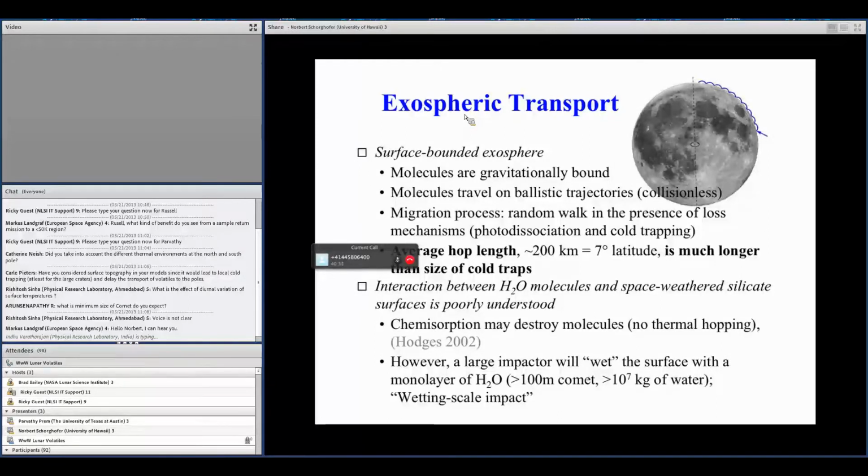There's also an issue whether molecules hop at all, because of chemisorption, but because the comet impacts are considered so large, or really easily large enough to wet the entire moon, they really should hop along ballistic trajectories with thermal speed.